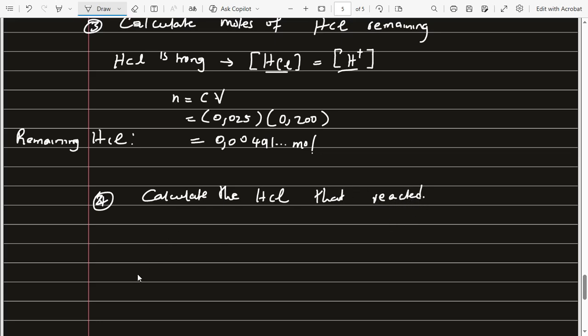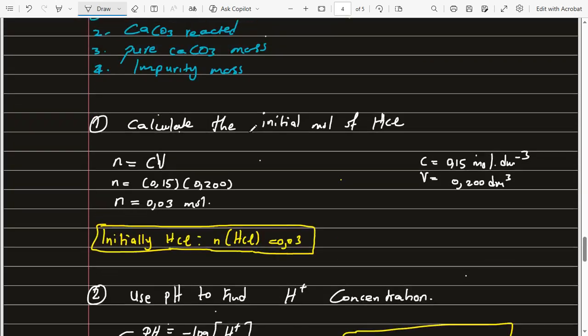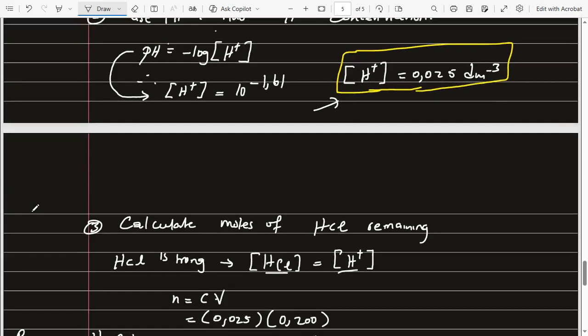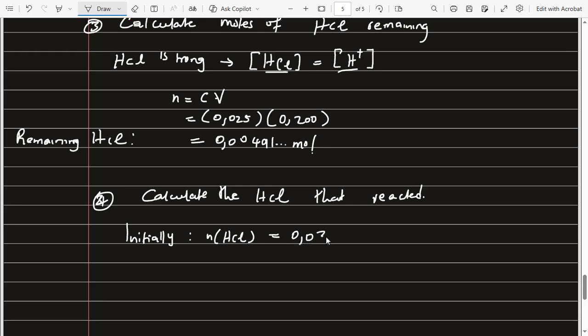Right, so when we do the one that reacted, remember initially, we started with what? Initially, we said that the number of moles for HCl was 0.03, right? So initially, we start with 0.03. And then what is remaining? We are remaining with the number of moles of HCl remaining, that's 0.00491. So looking at these two, we know what we started with, we know what's left. So we need to find reacted.